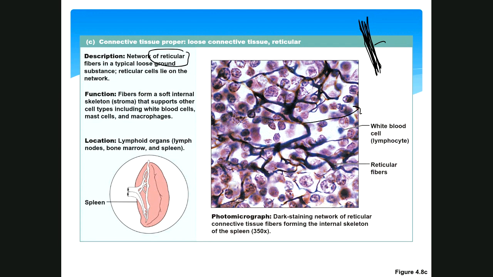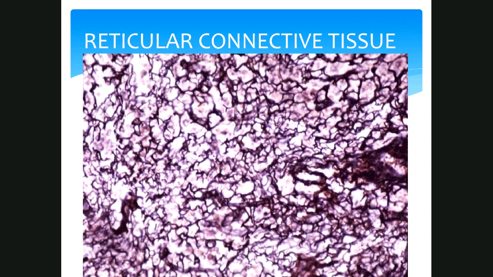But there are places where you don't see very many of them, like over here. You don't see very many. But look how dark they stain. They stain very, very dark, and they look like this. So these are reticular fibers here. And so reticular fibers, when you have a bunch of them together, it looks a lot like a sponge. So that's a good way to think of this. It looks like a sponge. So those are the loose connective tissues proper.